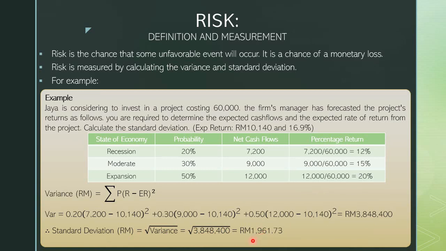So here the standard deviation is 1,961 ringgit and 73 sen. So our expectation has deviated from reality around these figures. There's a 95% chance that our expectation will deviate from the actual by 1,961 ringgit.